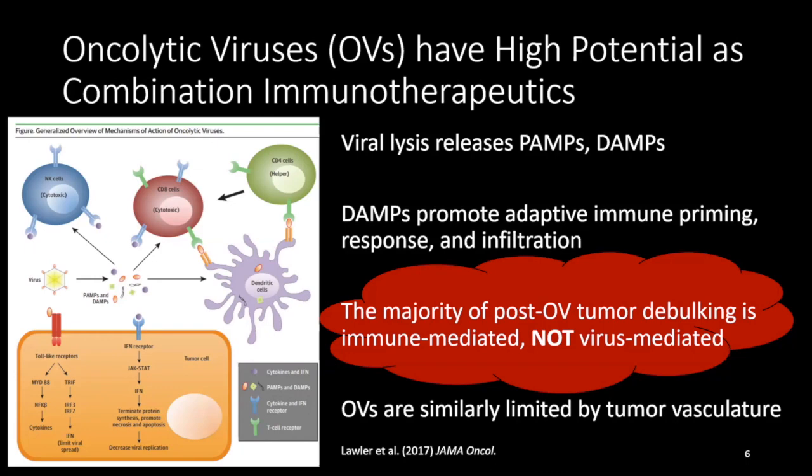However, perhaps similarly to how immune cells are limited by poor vasculature, oncolytic viruses, because they are circulated and small, are also similarly limited by tumor vasculature. And so poorly perfused tumors will have fewer oncolytic viruses, particularly if they're systemically administered.